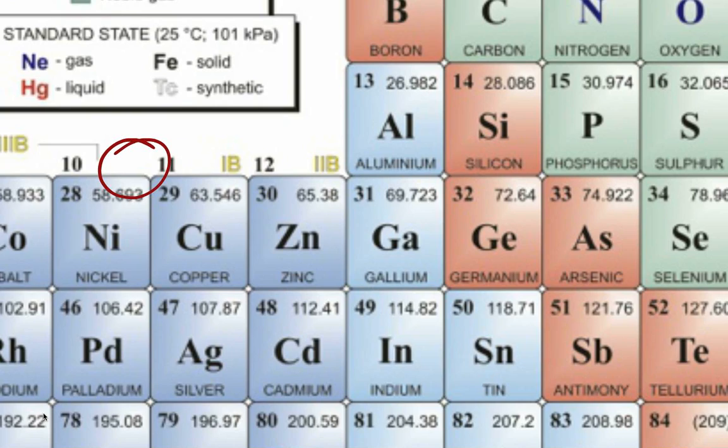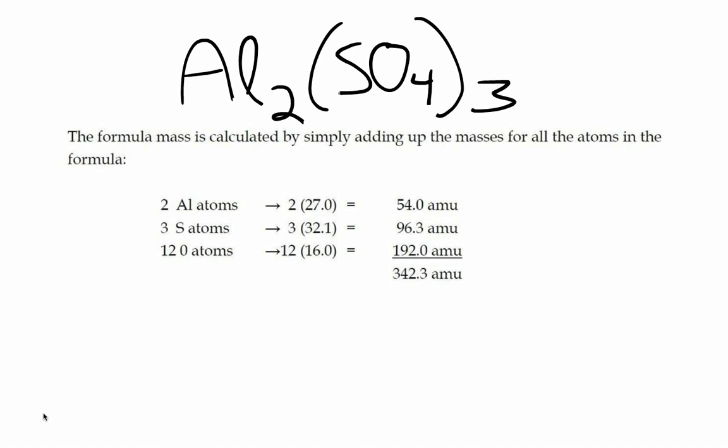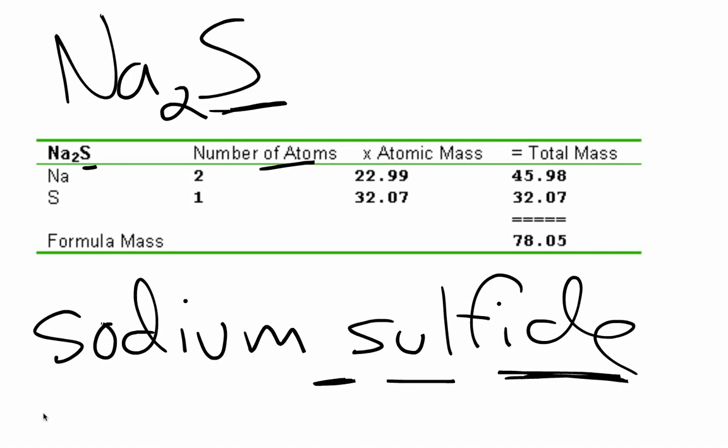We'll look up sulfur here. It is, put in that little circle, 32.065 or 32.07 very often is what we use. And notice that's what they have written down here. So we'd multiply 2 by that, we get our total. Get our total for sulfur, we add it up. This is the formula mass for the compound. So we've done that before.